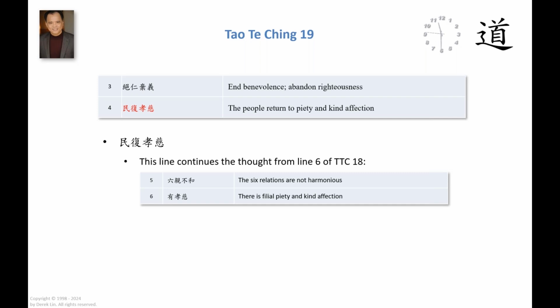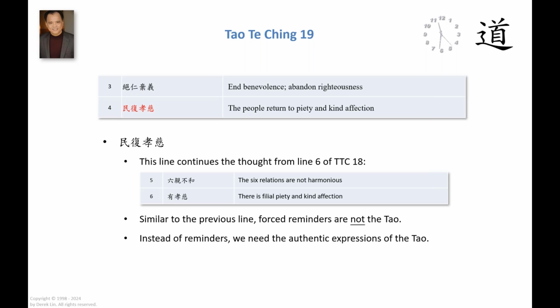So keep in mind, when we talk about filial piety, it's the love and respect from the children to the older generation. The kind affection is the other direction, the older generation having kind affection for the younger generation. So here is something that is similar, because we know forced reminders in general are not the Tao. Instead of keep getting reminders, what we need is the authentic expressions of the Tao.